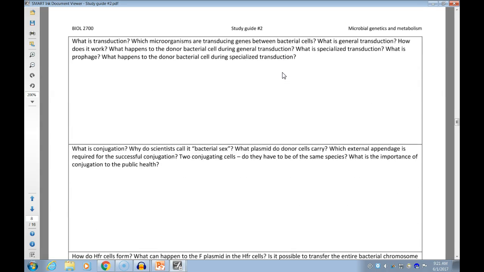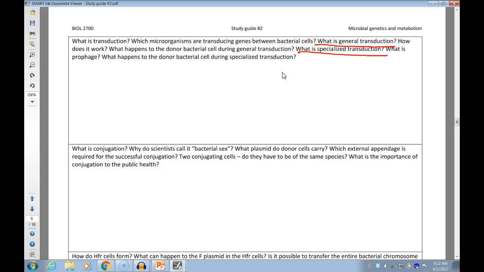What is transduction? Phages carrying fragments of bacterial DNA between cells. Lytic phages do general transduction; be able to explain what's going on. The fragment of bacterial DNA is directly packaged into the phage particle. Specialized transduction is done by lysogenic phages, and a fragment of bacterial DNA is attached to the phage DNA. What happens to the donor cell during transduction, either general or specialized? It dies.